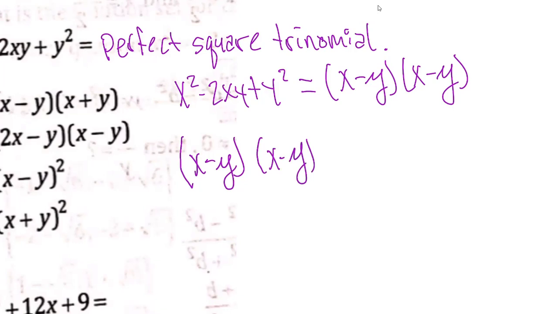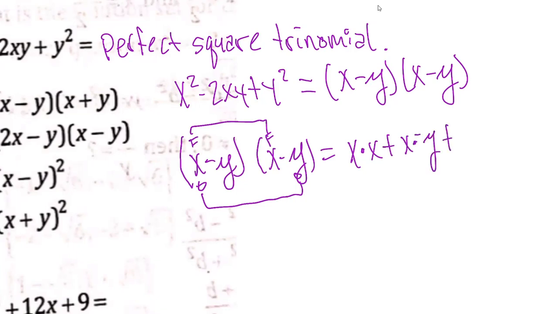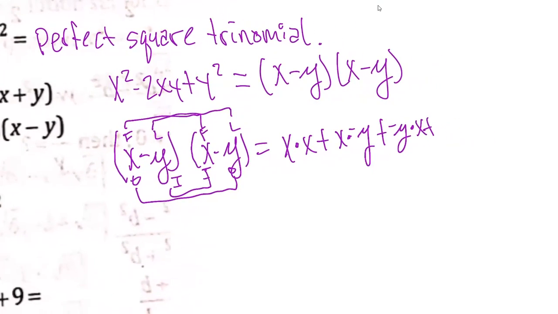So again, FOIL, right? So we got our first ones. Multiply that. x times x. We have our outsides, which is x times negative y, plus our insides, which is negative y times x, plus our last ones, which is negative y times negative y, which is just a positive y squared.